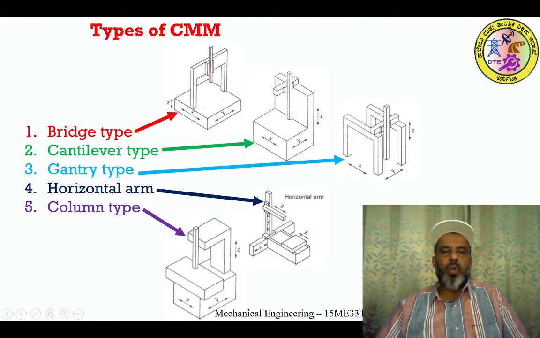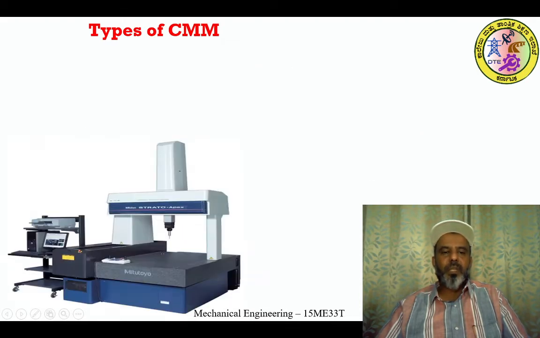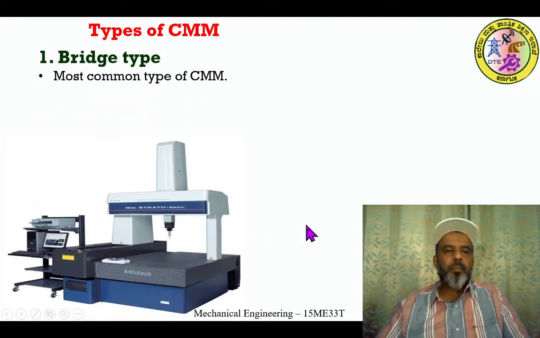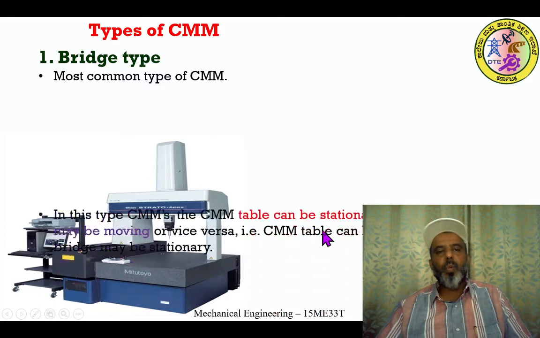Now let us have a little more explanation on the bridge type, cantilever type, gantry type, horizontal arm type and the column type. First let us discuss the bridge type. This sketch, the photo which is shown here, belongs to the bridge type, and this bridge type is the commonly employed type of CMM. And here in the bridge type, once again they are classified into two types.